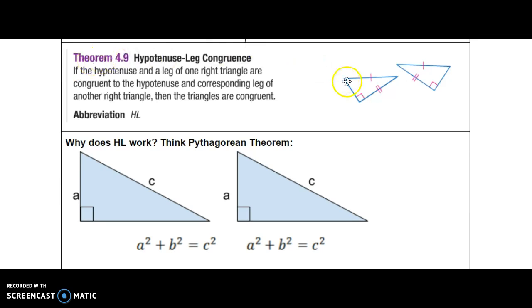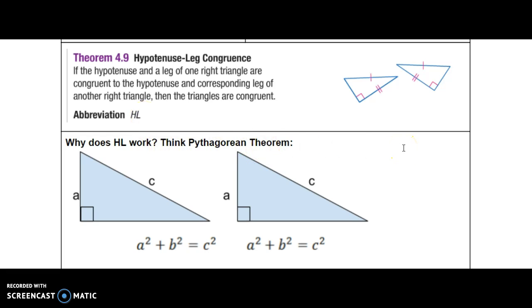If you take a look at this picture, we have a pair of right angles, a pair of congruent hypotenuses, and a pair of corresponding legs that are also congruent, the legs being one of the other two sides that form the right angle. With this information, we actually are able to use side-angle-side, but we don't call it side-angle-side. We call it HL. Why does it work?